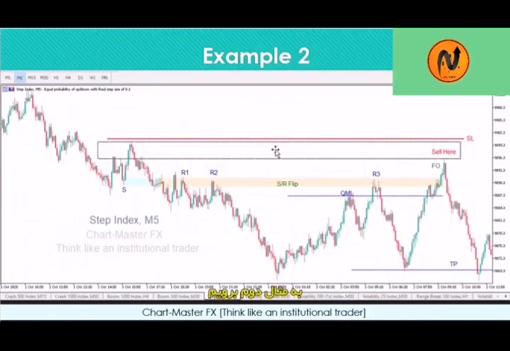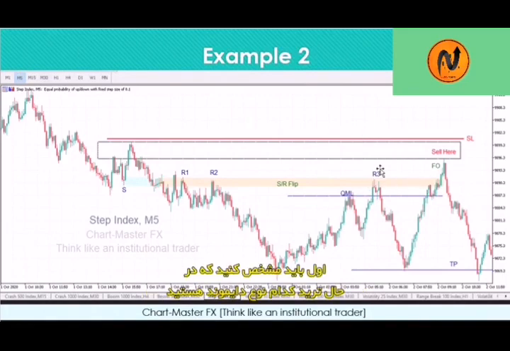So let's go to example number 2 here, guys. We're on Step Index M5 once more, guys. You can see here we have an MPL. This is our MPL. As we have our MPL, guys, you can see that we had a support, and this support, as you can see, actually turned to resistance, and this flip zone extends to this area.